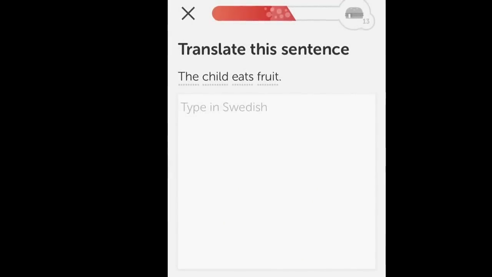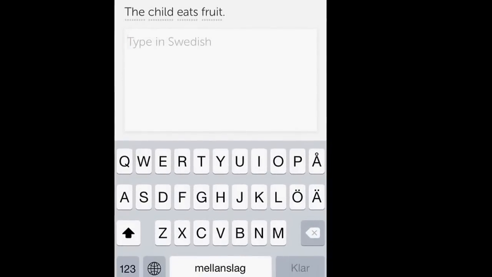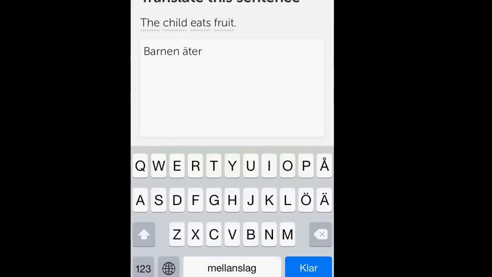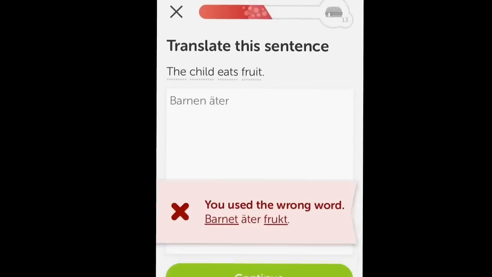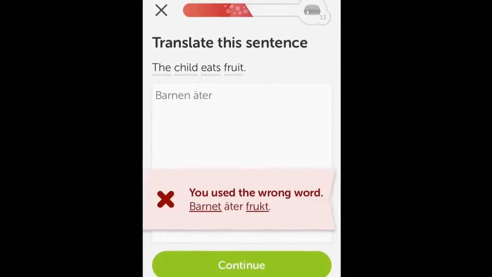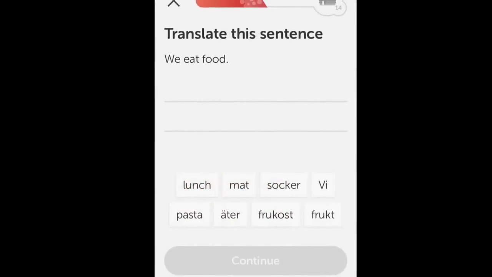The child eats fruit. Barnen äter. What was that word? See, they just showed me this word for fruit. Ooh, wait. I can't remember the word for fruit. Not good. It's all good though. Let's see, fruit. And it's Barnet, not Barnen. Man. Okay.